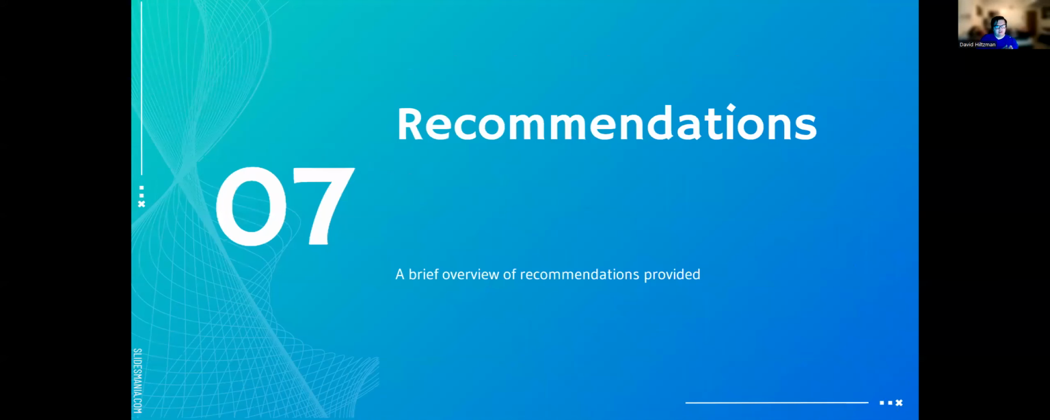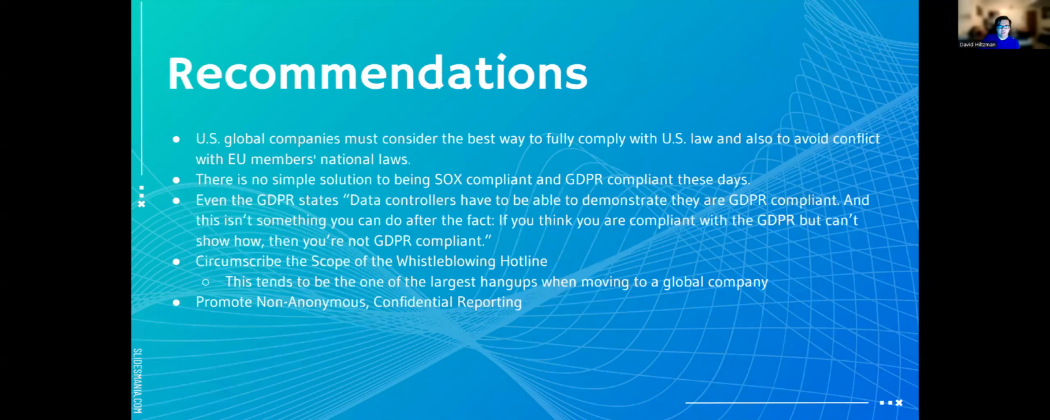So we're going to talk a little bit about questions and some recommendations real quick. U.S. global companies have to consider the best way to fully comply, because they can't comply with one and not the other. And there's no simple solution to being Sarbanes-Oxley compliant and GDPR compliant. It's also worth noting that in the GDPR, you have to demonstrate that you are compliant. You can't just say, "Oh, we're compliant." That's not how that works. They are very big deals about that, and they have routine inspections and things. There's an entire department focused on making sure people are compliant.